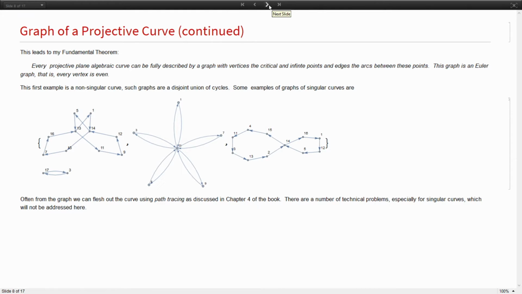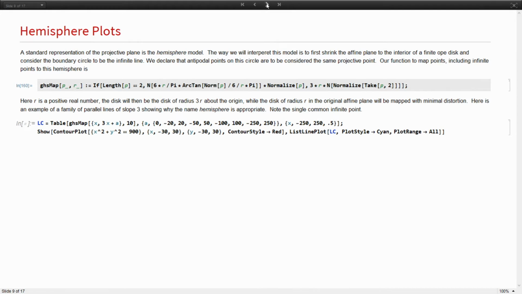Now, if you have this graph, you can actually fill it out and get the curve by something called path tracing. I discussed that extensively in chapter 4 of the book. I don't have time to get into that. Conversely, if you don't know what the arcs are, but you do know the critical points and infinite points, then there are ways to try to figure out where the edges are. And it's a slightly harder problem, but the book attempts to do that.